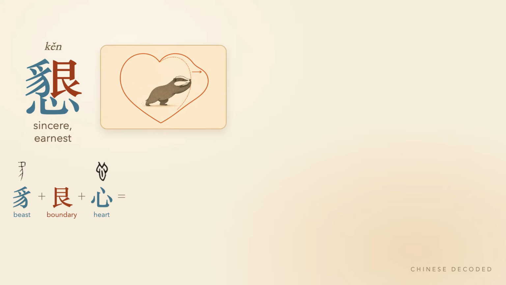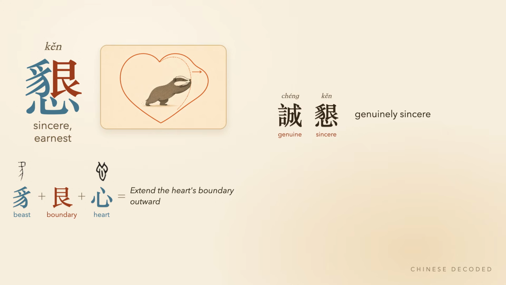恳 works similarly. A beast, a boundary, and heart. The beast pushes at the heart's boundary, extending it outward. To extend one's heart is to be sincere, earnest. 诚恳, genuine plus sincere, genuinely sincere. 恳切, earnest plus deep, deeply earnest.